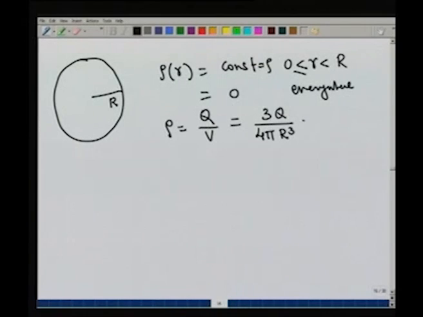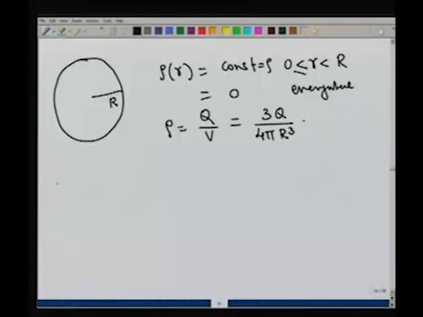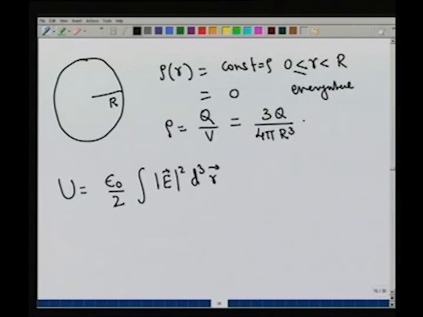This is my rho. Now let me ask myself, what is the total energy of this spherical charge distribution? You can imagine it to be some kind of a spherical droplet. Is that okay? It's a small drop. The answer is very simple. The total energy is simply given by epsilon naught by 2 integral mod E squared d cubed r. So this integration obviously is over the whole space.